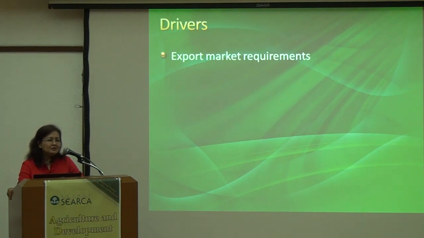So we can use chemicals, but not too much. We have to meet those MRL requirements of the countries we export to. So the suppliers, the mango exporters, tell their farmers to use this chemical, and they train them how to use it. They also tell them how to cultivate their mangoes. For example, mangoes are bagged.